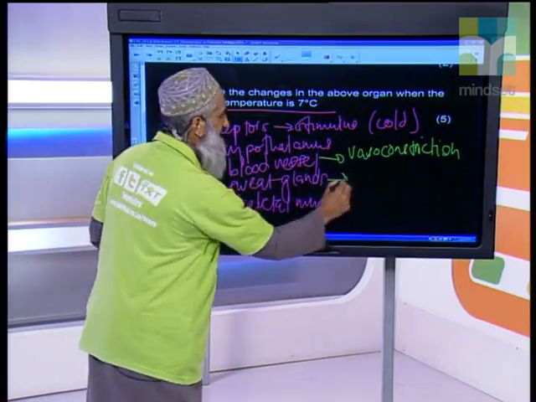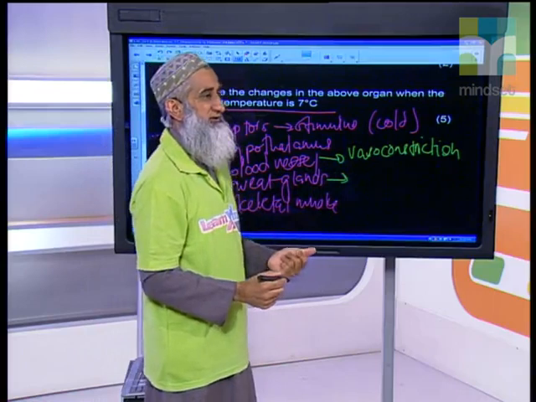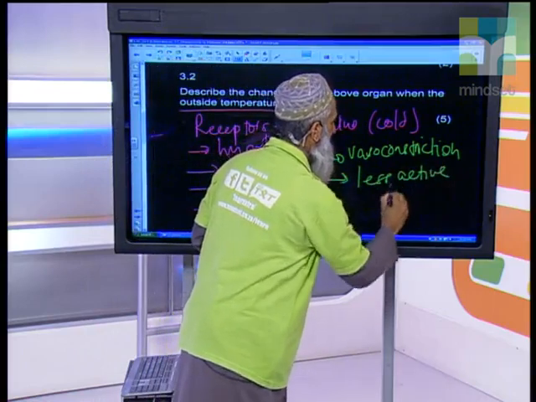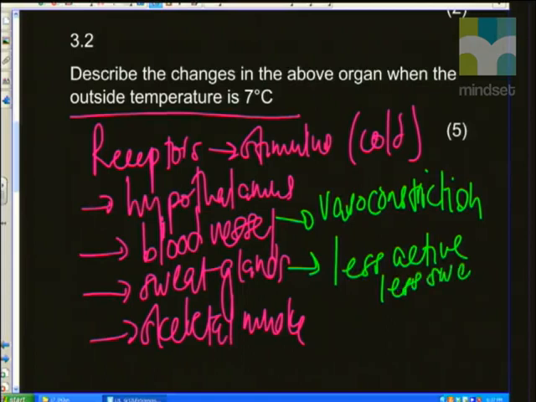To the sweat glands, are they going to be more or less active? Less active. And therefore you'll have less sweat, and therefore less heat will be lost by evaporation of the sweat.